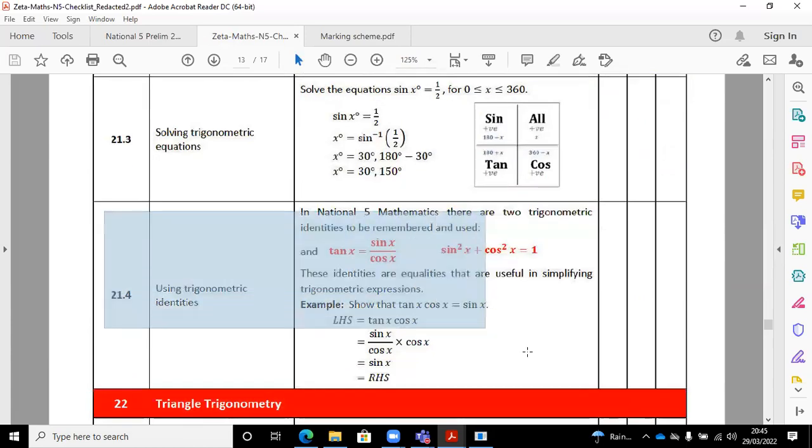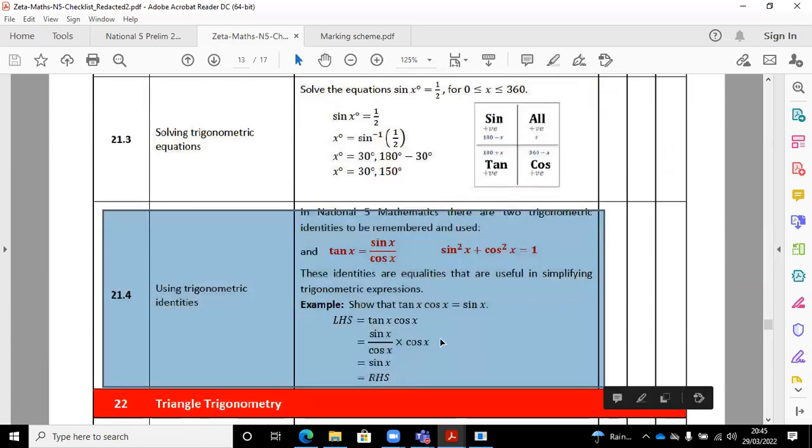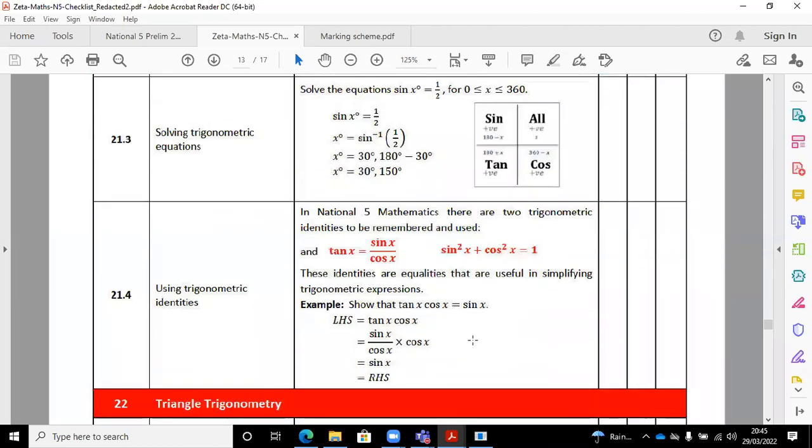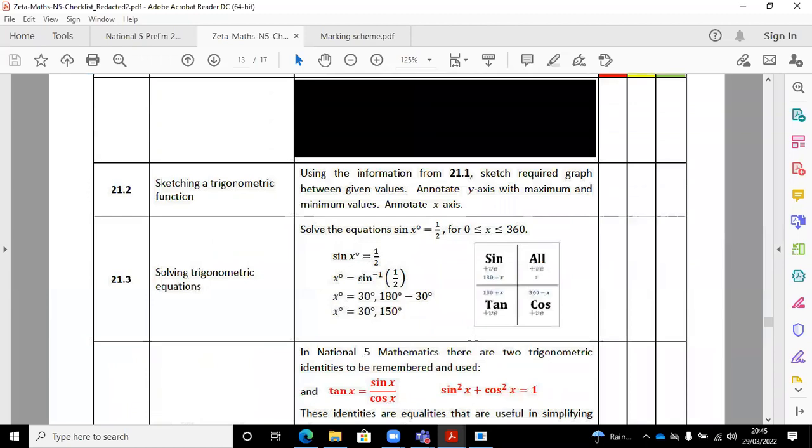I told you that was the most missed question. I don't think anyone got that in the non-calc. So 21.3 is what we just did there. That's when we use this CAST diagram, cos, all, sine, tan.